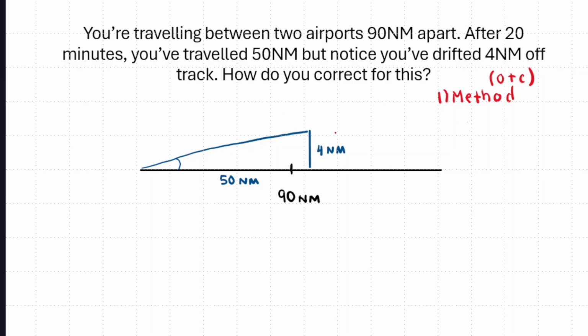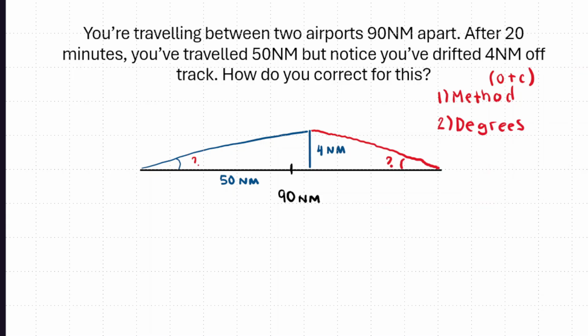And in order to figure out how we're going to correct for this, we're going to need to determine how many degrees we've drifted off track here, and then we need to know the closing angle, right, to our destination. So because of that, we are also going to need to find this angle here. So that's going to be our next step, determining our degrees. Okay?